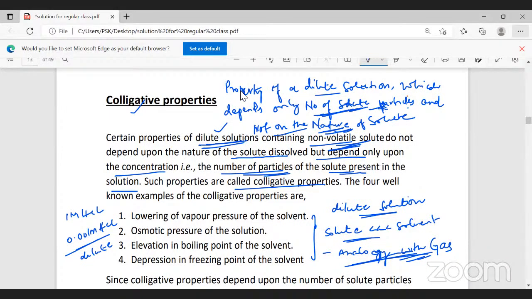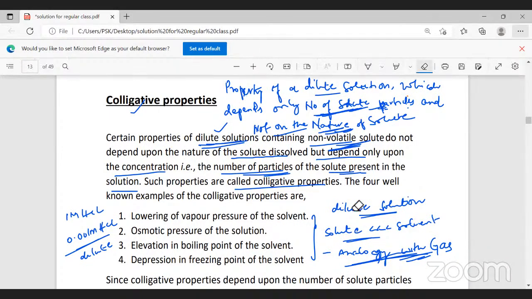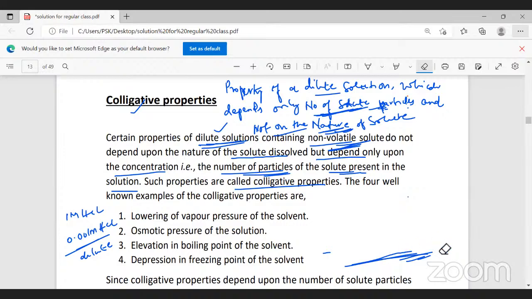Is it clear with this definition? Is it clear? Are you people there? Yes, sir. Why so long to answer?